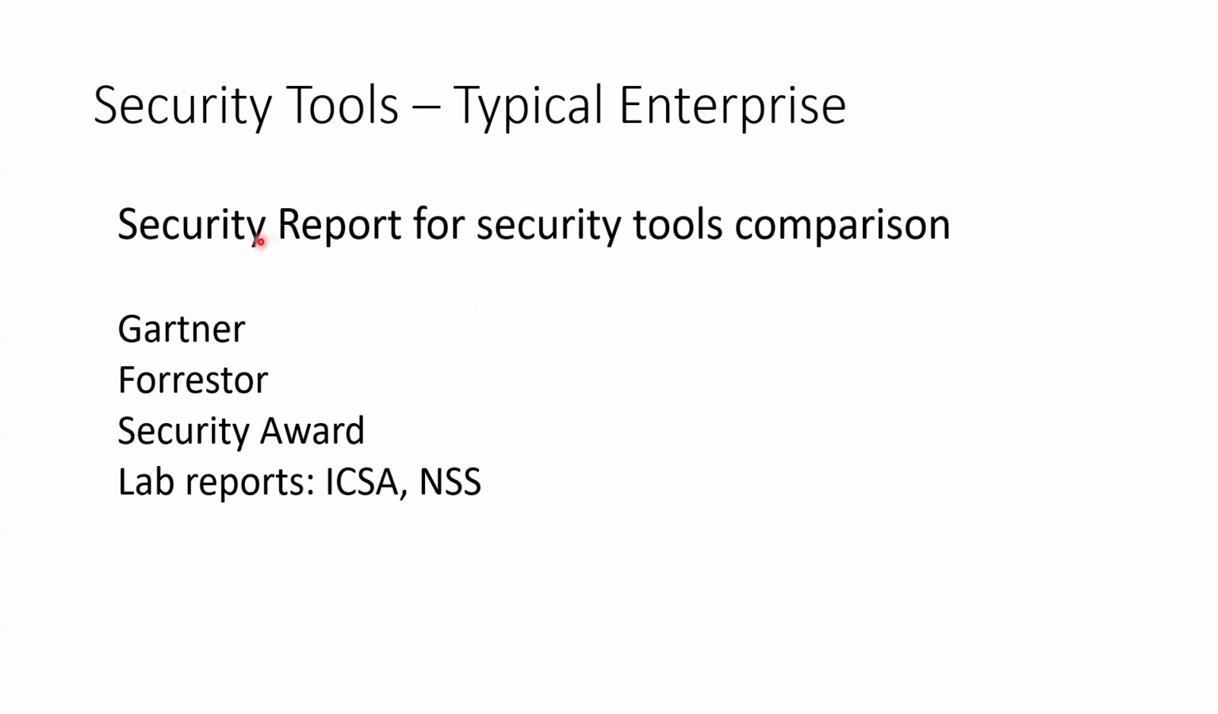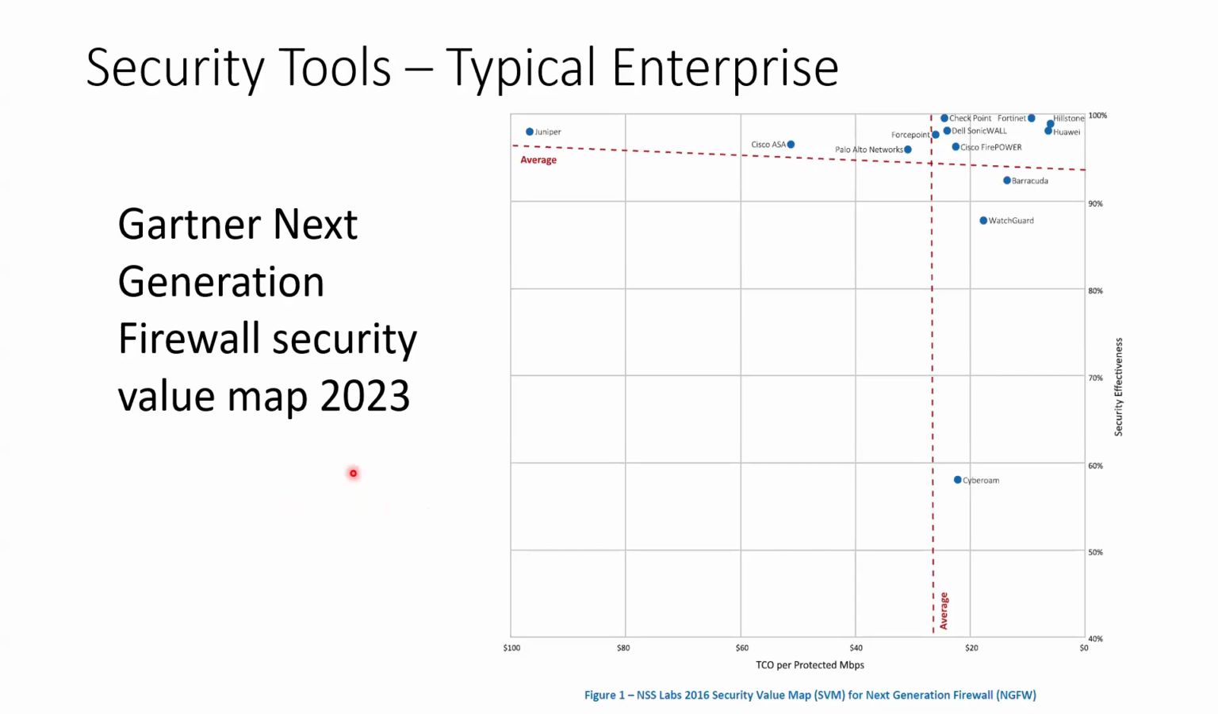So there are some other vendors. Other security tool comparison reports are also available. The Gartner report is basically a paid report, and usually the vendors publish them free of cost. Then there are the Forrester Security Award, then the NSS Labs report and the ICSA report. So this is the Gartner Next Generation Firewall Security Value Map, and this is basically the report on next generation firewalls from NSS Labs.